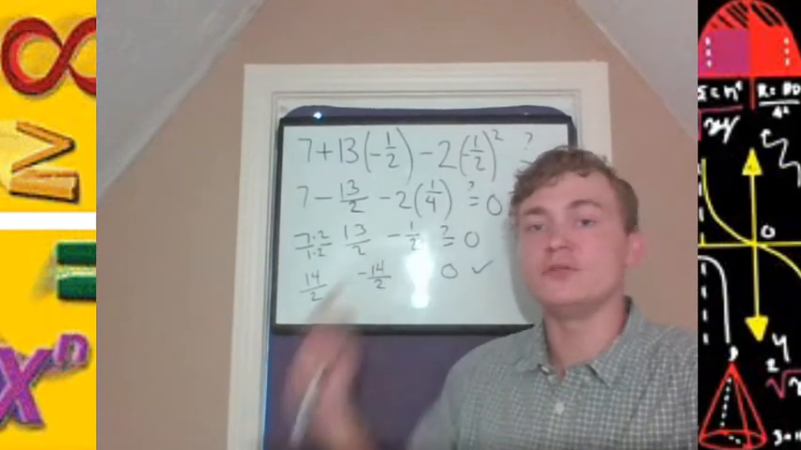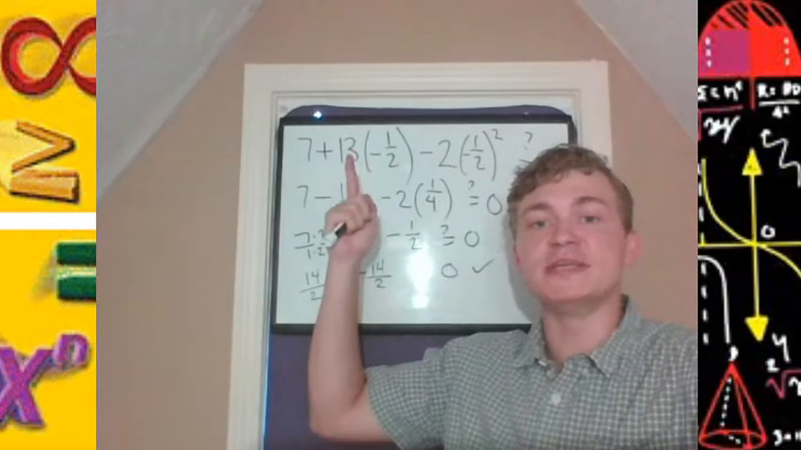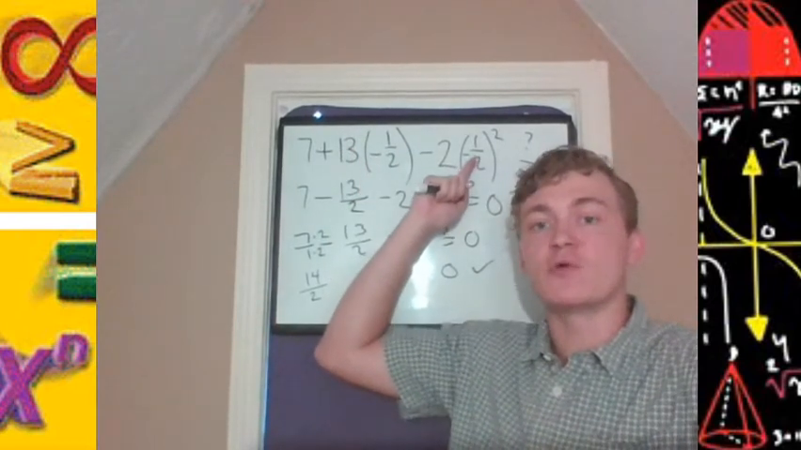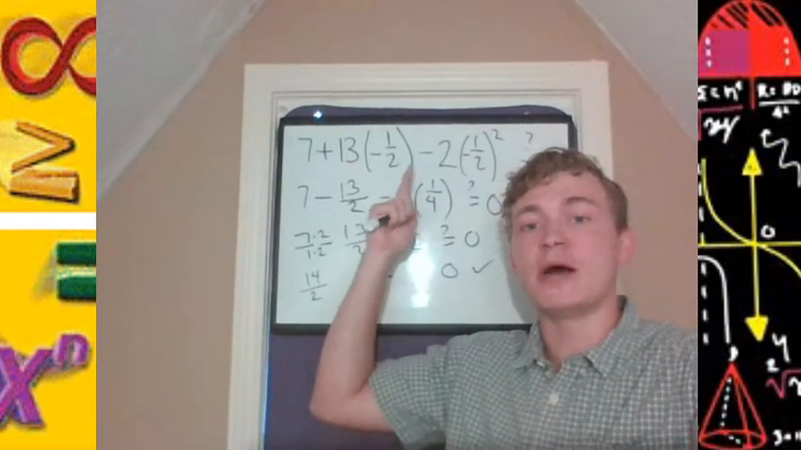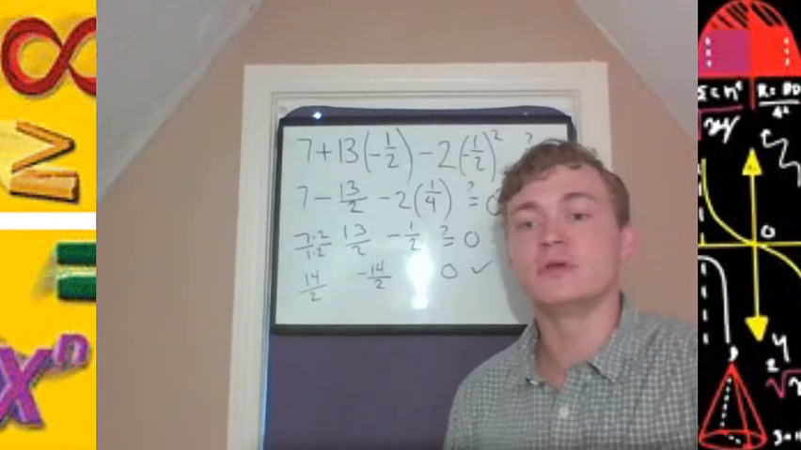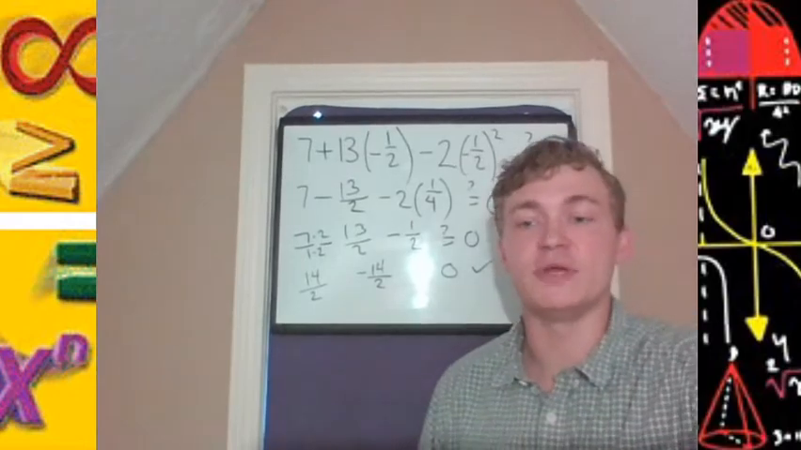If you plug in 7, you'll get the same thing. 7 times 13 is 91. 7 squared is 49 times 2 is 98. 7 plus 91 is 98. Minus 98 is 0, confirming 7 and negative 1 half to be our solutions.